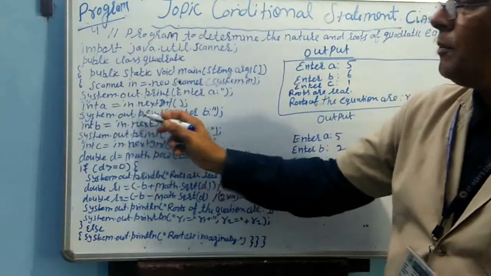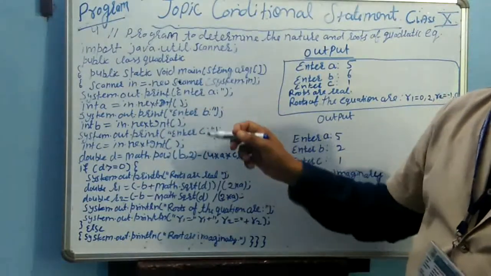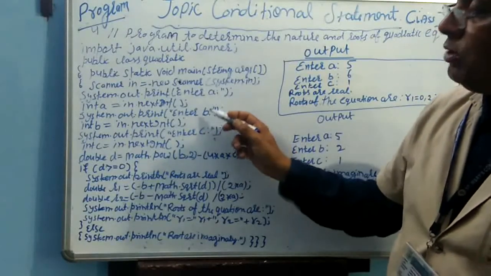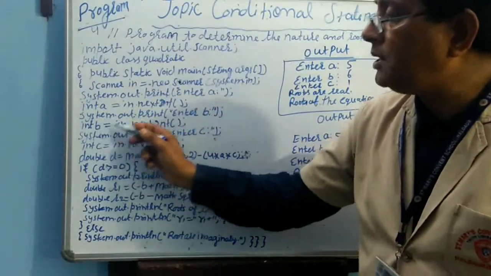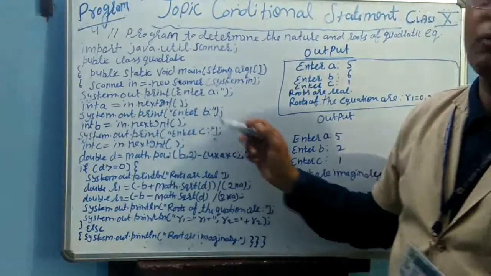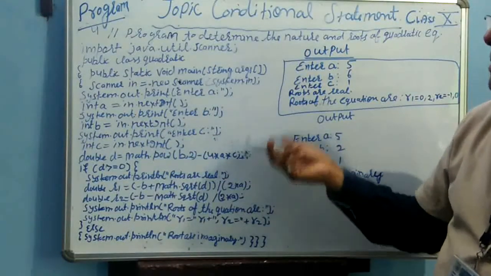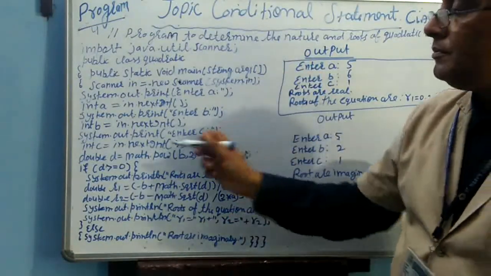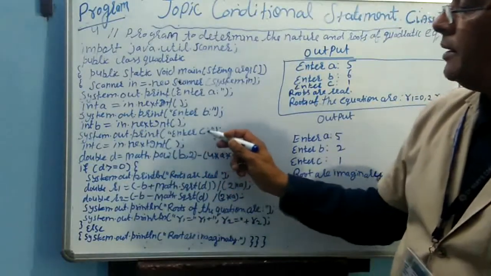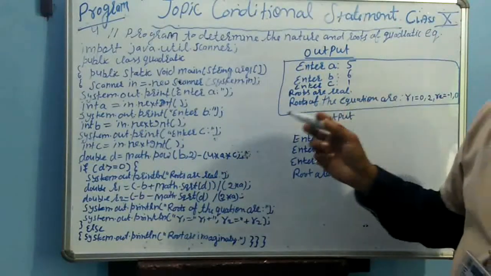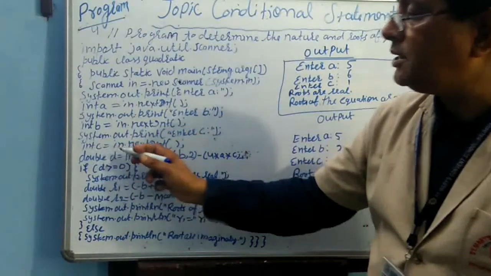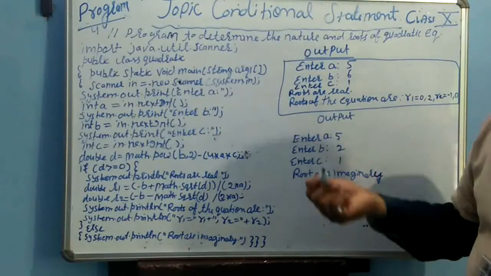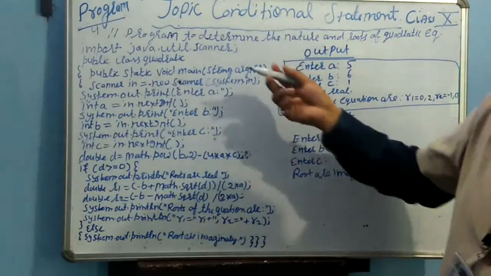Now again System.out.print "Enter b", we will enter the value of b. So then the value of b will be stored: int b = in.nextInt(). Now the same process we will use for entering the value of c. System.out.print "Enter c". Now the value of c will be stored: int c = in.nextInt(). Now what we have to do? You have to enter the values.